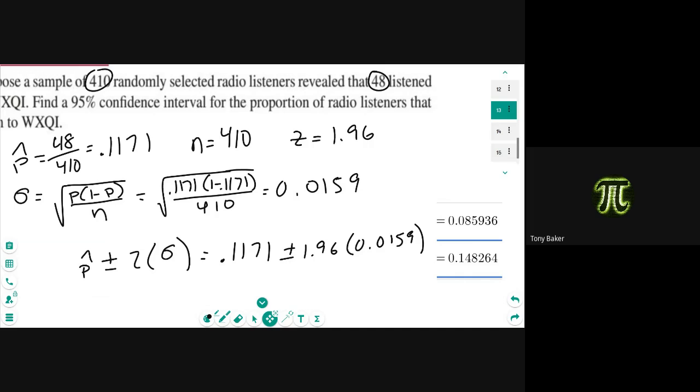No, this formula is not much more complicated. We just didn't have to divide by the square root of n because we already did it in my standard deviation.